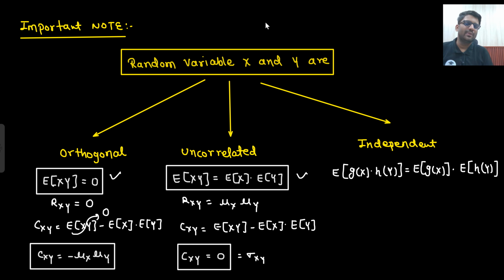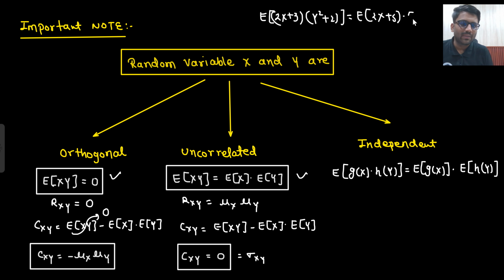Basically here any function could be there. What does that mean? (2x plus 3) into (y square plus 2). So this will be equal to expectation of 2x plus 3 multiplied with expectation of y square plus 2. If your x and y are independent random variables, then only this relation is true. This relation is not true for uncorrelated. So this is the difference between uncorrelated and independent.